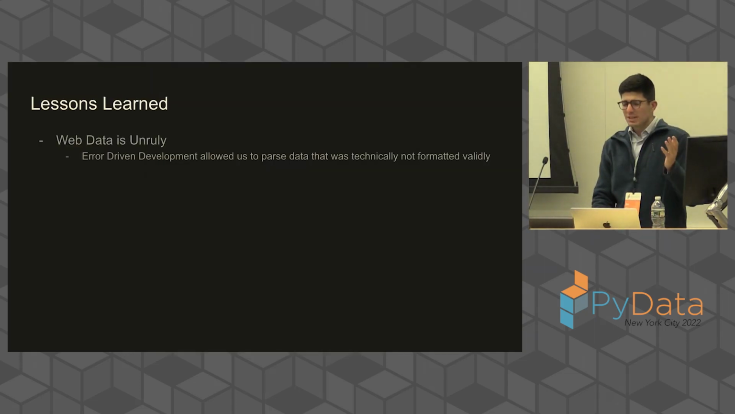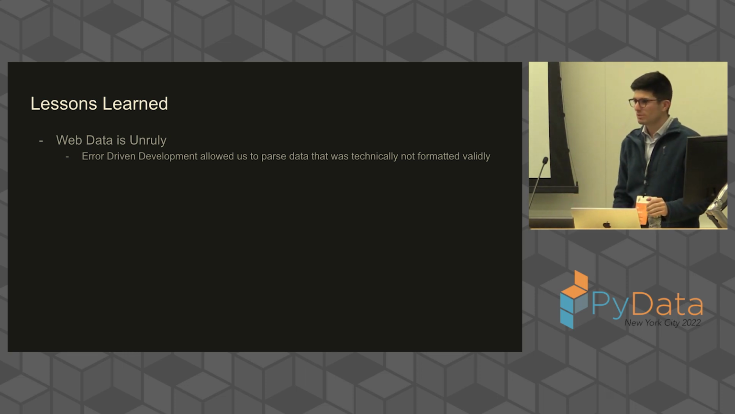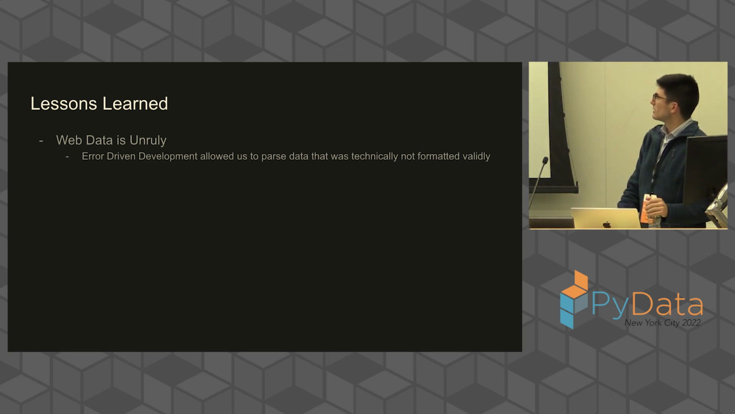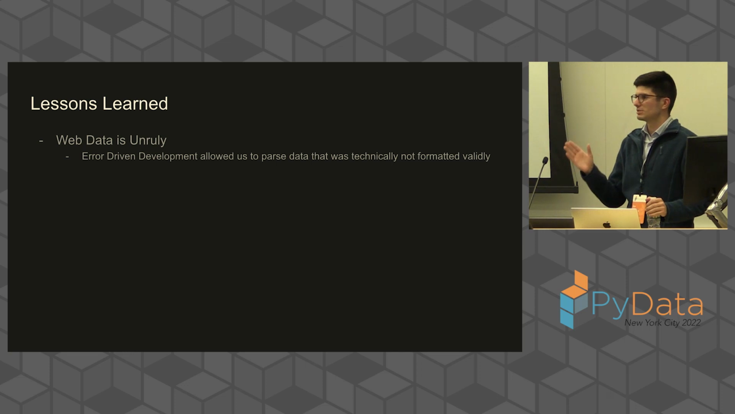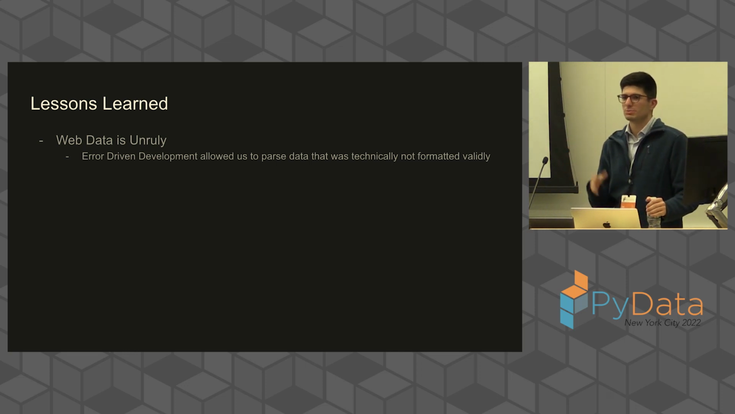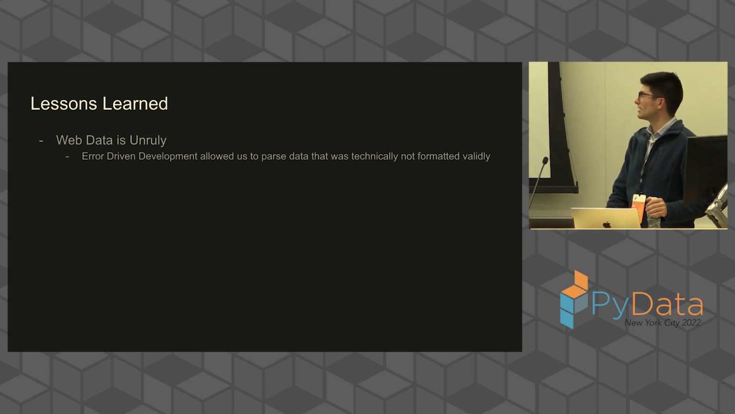Some lessons learned from building out this pipeline. Web data is incredibly unruly. If you think about doing something like test-driven development, maybe you heard that in your CS classes, you thought, okay, what's this data supposed to look like? I'm going to write some unit tests for processing data that's supposed to look like that. If you're trying to process web data, this will almost assuredly not work.